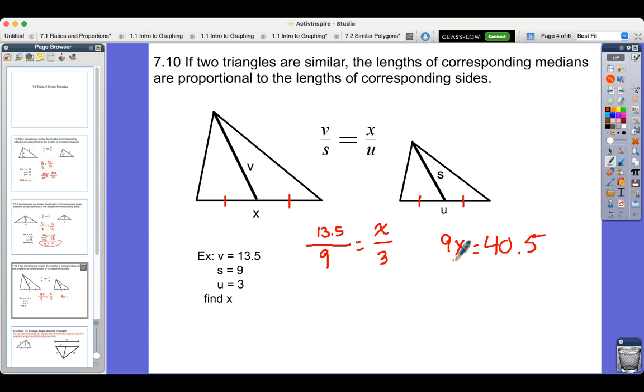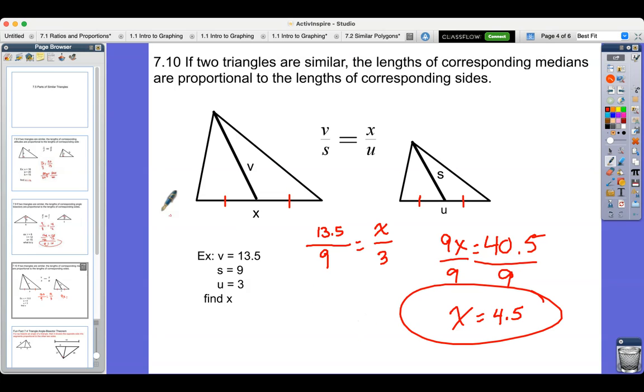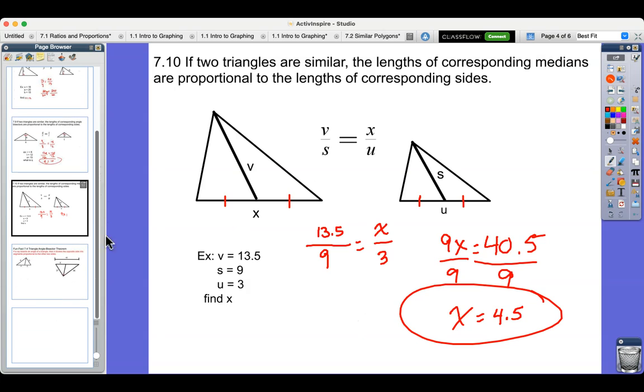40.5. And just like everything else, to solve for x, we'll divide both sides by 9. So divided by 9, you get x equals 4.5. There you go, y'all. That's the majority of today's stuff. Last little bit right here.